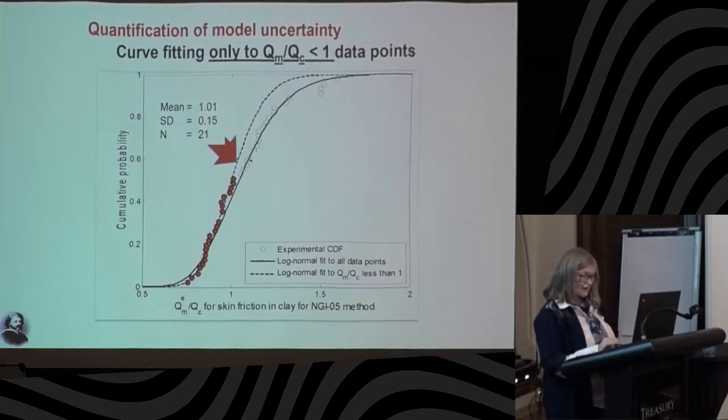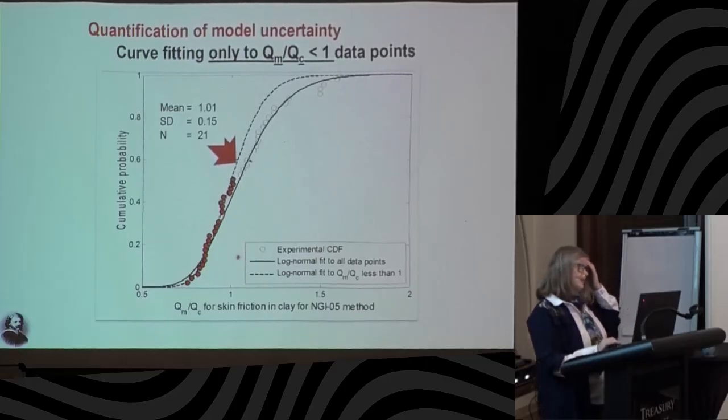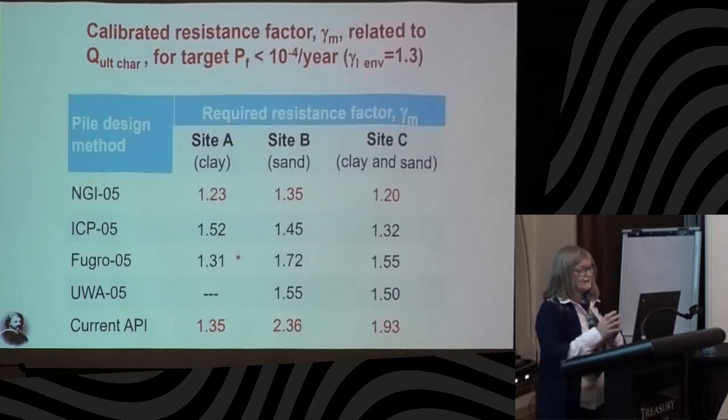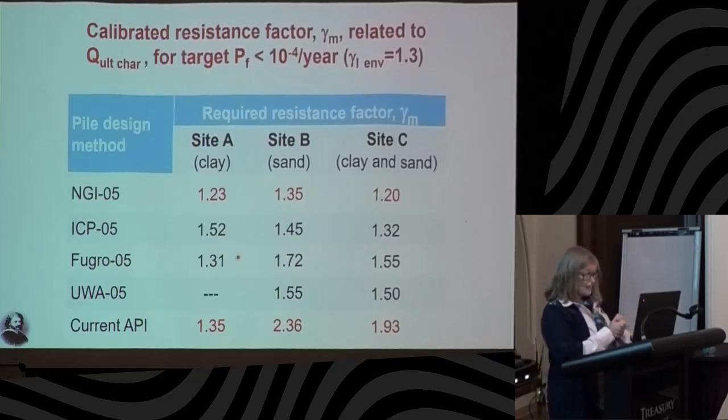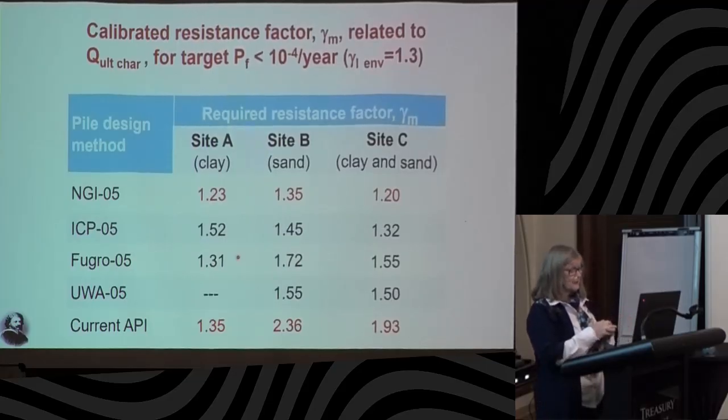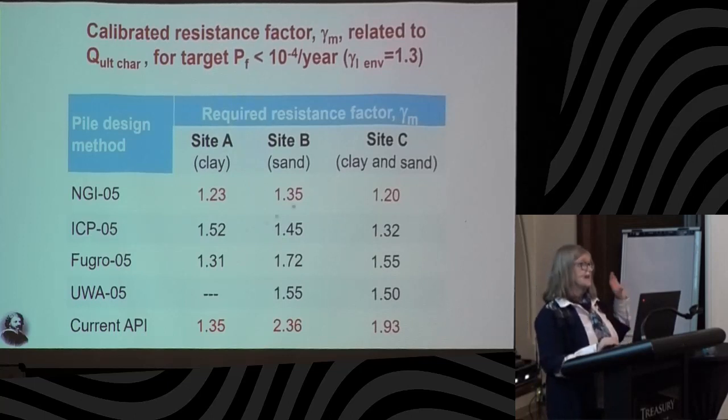And you can get a fairly good fit here, and then we had the mean, the standard deviation, and the distribution were often Gumbel or log normal. And here I show you the calibrated resistance factor related to the ultimate capacity for the target probability of 10 to the minus 4 per year. We kept the load factor on the wave loading constant at 1.3. It's very difficult to vary the two of them at the same time.